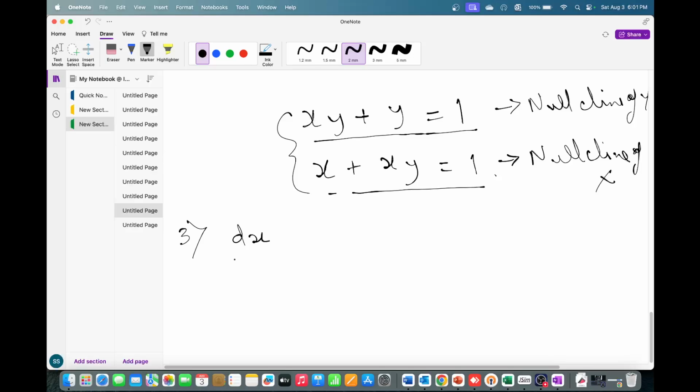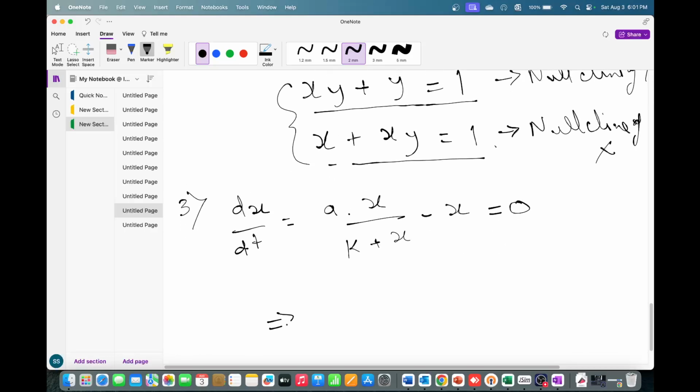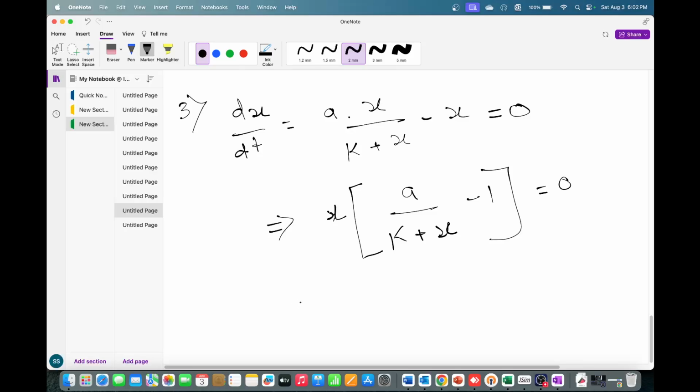You're given this equation: dx/dt equals a into x by k plus x, minus x. This is your given equation, and you're asked to find all possible steady states of this model. So regularly you equate this to 0, then you try to solve for x. So what you do is you take x common. Right, so from this equation there are two values of x.